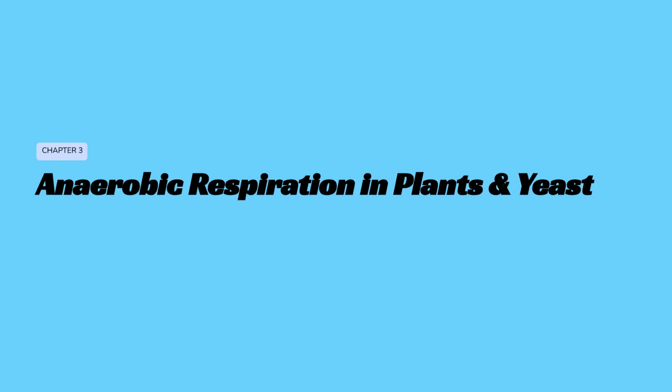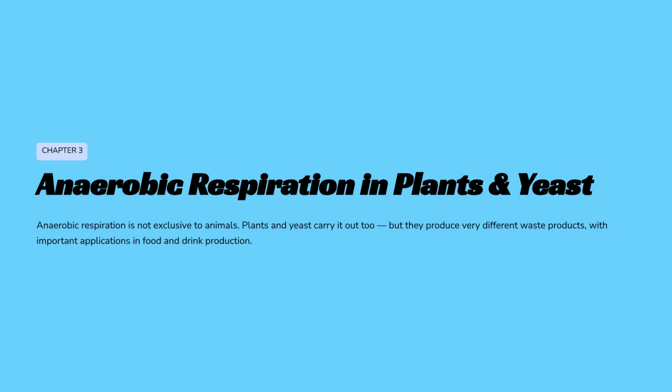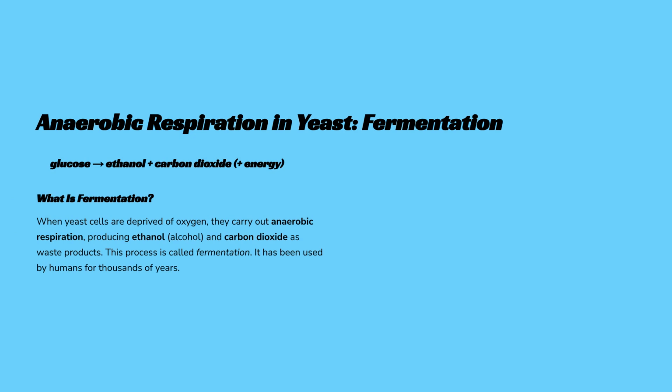We move on to Chapter 3, Anaerobic Respiration in Plants and Yeast. This process isn't limited to animals. Plants and yeast also carry it out, but they produce different waste products, which are vital in food and drink production. In yeast, anaerobic respiration is called fermentation. Glucose produces ethanol and carbon dioxide plus energy.